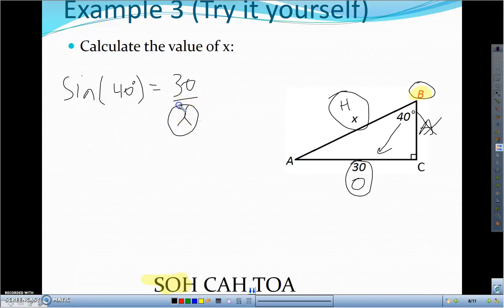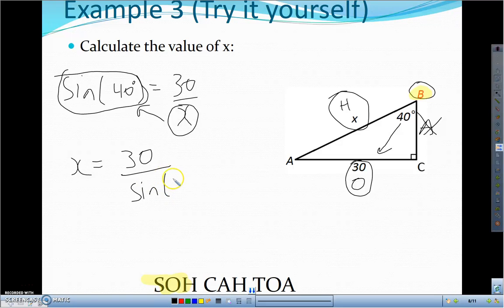What we do is we're going to switch the places here with the sine 40 and the X. The X comes up, the sine 40 comes down. And this is what happens when we end up having the X on the bottom. So this would become 30 over sine 40 degrees. X is equal to, using our calculator, 46.7. And that's a length, because we're finding the hypotenuse here.